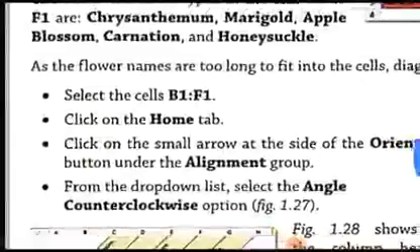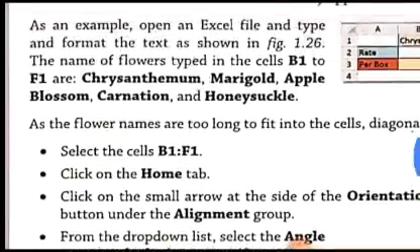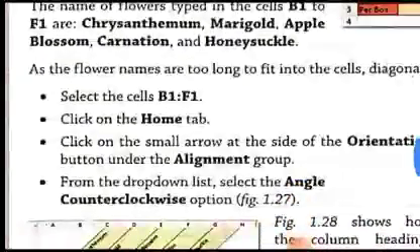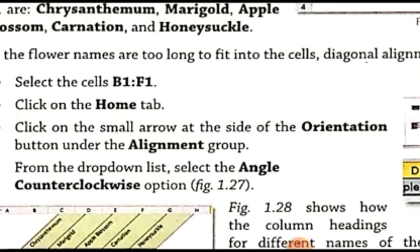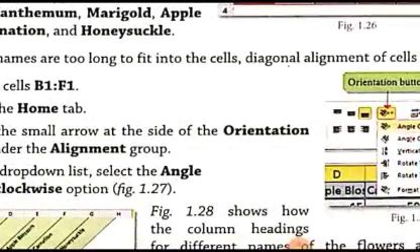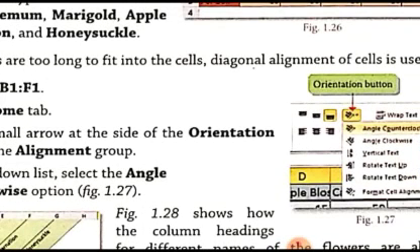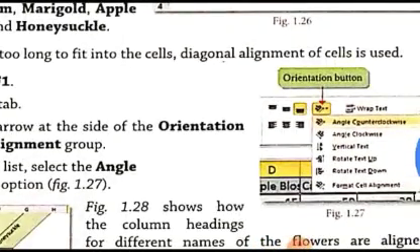Now what are the steps for that? Again, select the cells B1 to F1, because it is the first row having all the different names of the flowers. Then click on the Home tab, then click on the small arrow at the side of the Orientation button under the alignment group. I have shown you the Orientation button in the previous page also. This is the Orientation button here. Just click on it, and different orientation options will open.